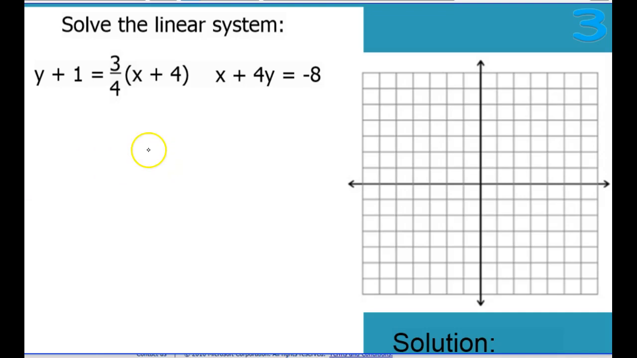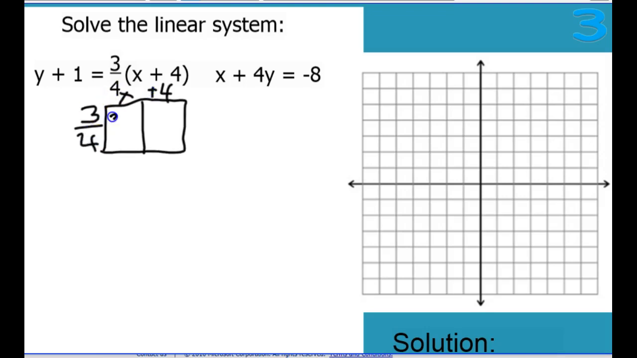Alright, for this one we need to do a little bit of solving before we can graph. So let's solve the first one before we do anything. The first one's in point-slope form, which means we have to get it to slope-intercept form. And we're going to do that by drawing our box. So we have 3/4 on the outside and x plus 4 on top.